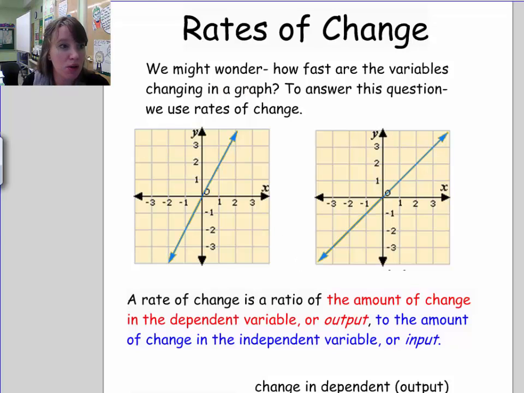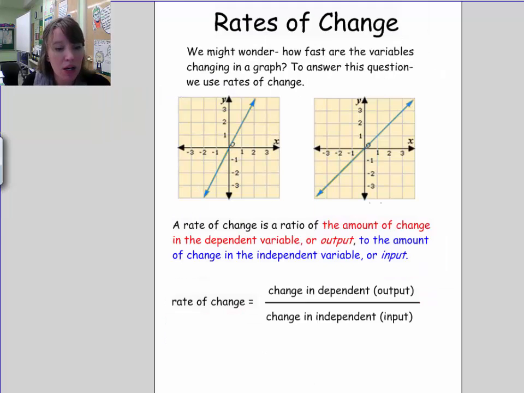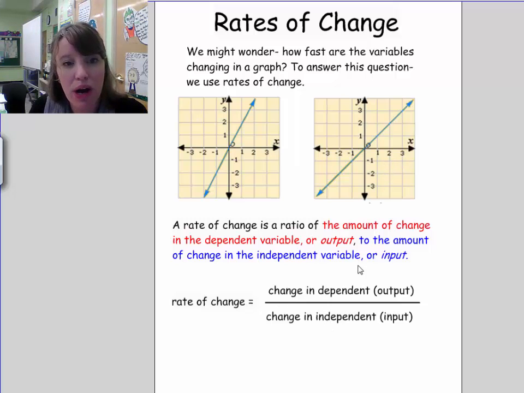Okay, so let me make sure you can see all of this here. The slope of a line, or the rate of change of a line, comes from a natural question. We might wonder how fast variables are changing in a graph, like how fast is x changing according to y? And we may wonder this in order to compare one graph to another. So the answer to this question, we use what we call rates of change.